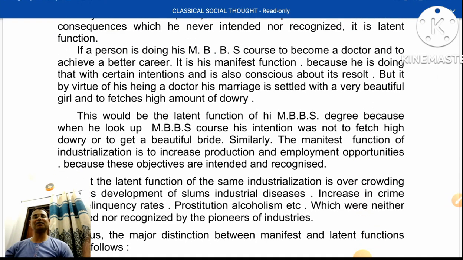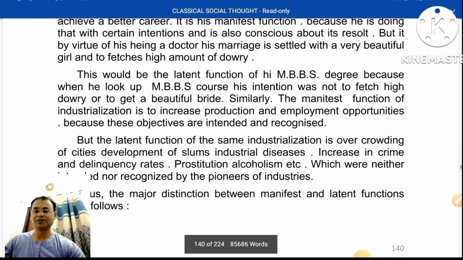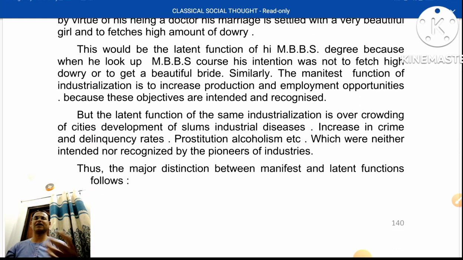If a person is doing an MBBS course to become a doctor and to achieve a better career, it is manifest function, because he is doing that with certain intention and is also conscious about his results. But by virtue of his being a doctor, his marriage is settled with a very beautiful girl and he fetches a high amount of dowry. This is hidden. This would be the latent function of the MBBS degree, because when he took up the MBBS course, his intention was not to fetch high dowry or to get a beautiful bride.